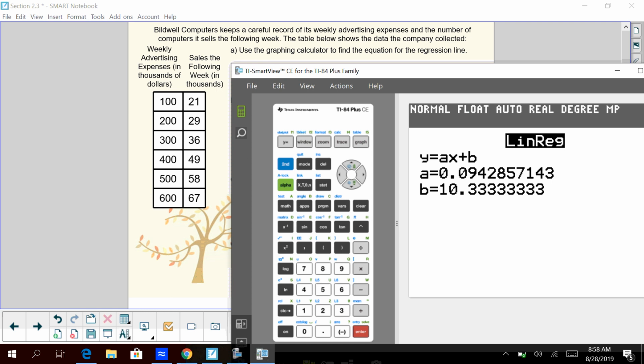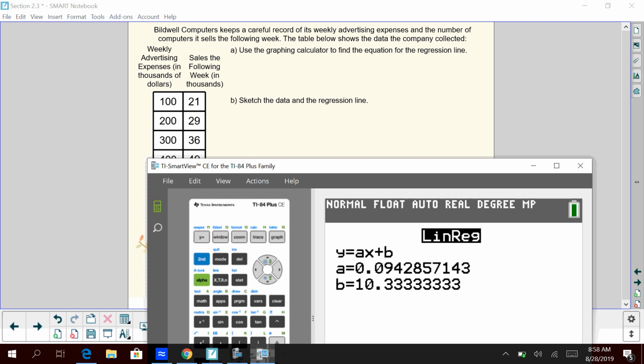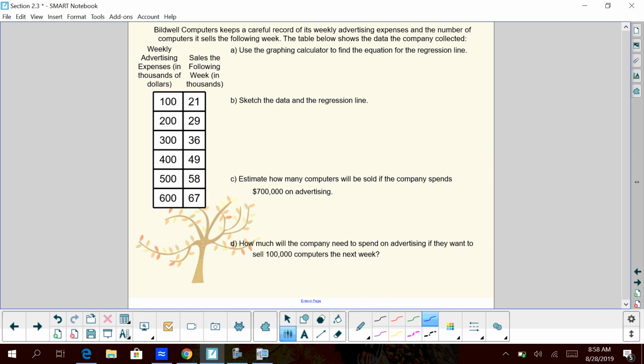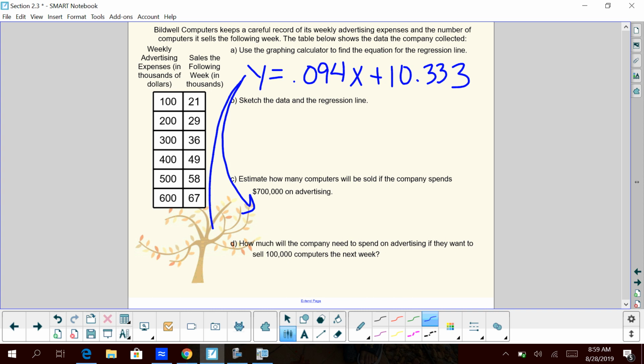Okay, so what is the slope of the line? 0.094, and you're probably going to give it a few decimal places, and then the y-intercept is that 10.333. Okay? So, if I wanted to find the equation, I'll just write it down, 0.094x plus 10.333. At that point, you could even do part C and part D.